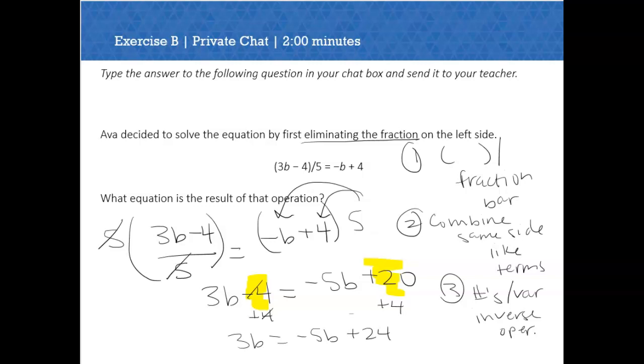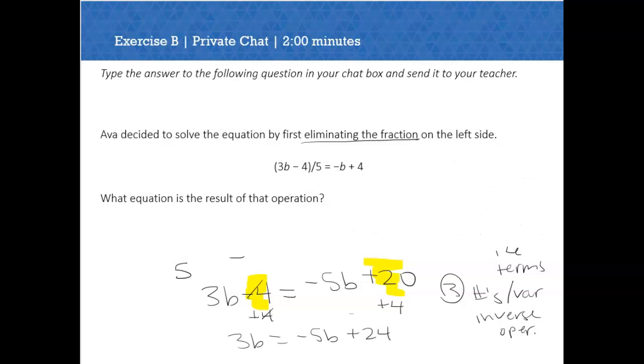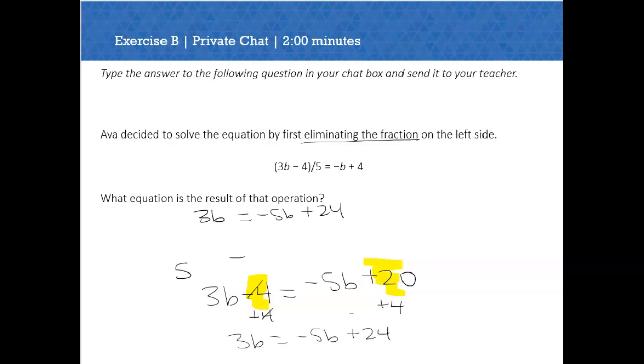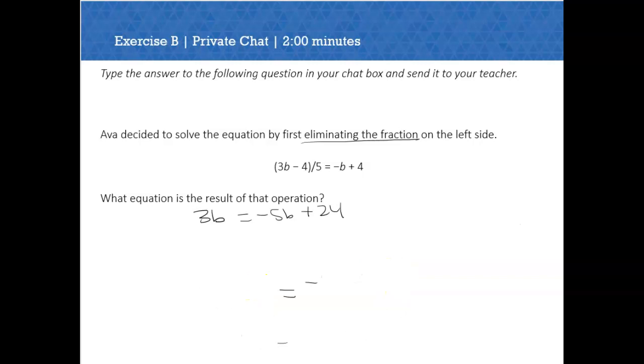This is very similar to what we've been doing. So our next step normally would have just been to divide this 3, but we still have this 5b over here. I'm going to give us some space here. I'm going to write this at the top. Right now we have 3b equals negative 5b plus 24. So we've just moved the positive 4, but now we need to move this 5b because it has a variable term over here. So we want to get everything that's alike together.